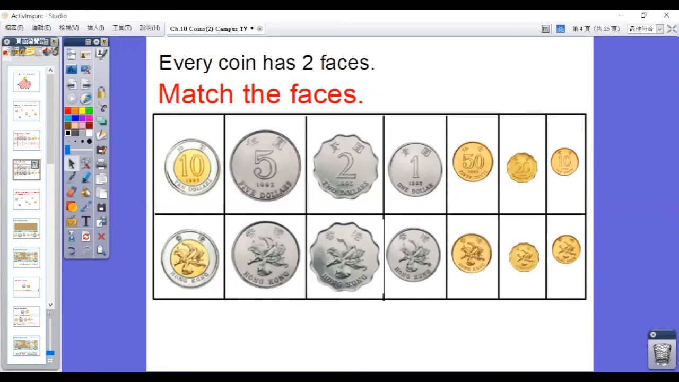Good job. And you can find that on all faces here of the coins, you can see a flower. Do you know the name of this flower? Yes, it is called Bauhinia flower. The Bauhinia flower represents Hong Kong. So the first face we learned is about their value, and the other face is about Hong Kong and shows you the flower of Hong Kong.